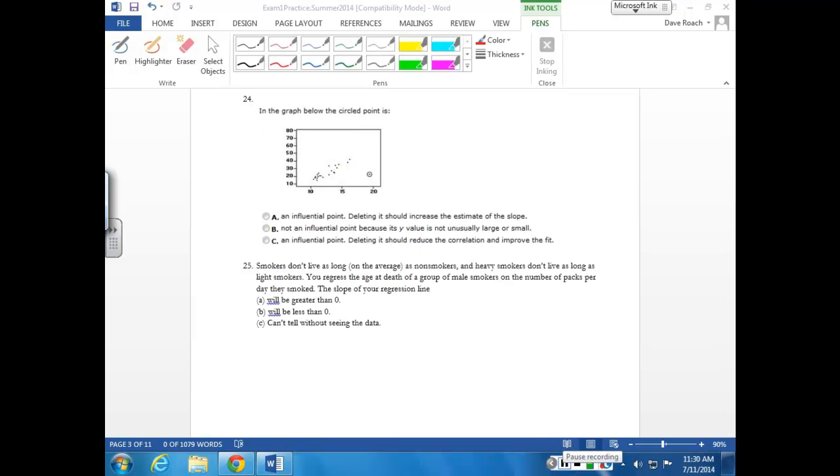Okay, so number 24 is another one that just comes out of the OLI text, the online textbook. Let me explain this one a little bit more. I'm going to draw 2 graphs here. If I had some points like this, and you have a point right here, if you had a line without that, you might get something like that. But if you add this point, it's going to change the slope a bit. That's an outlier.